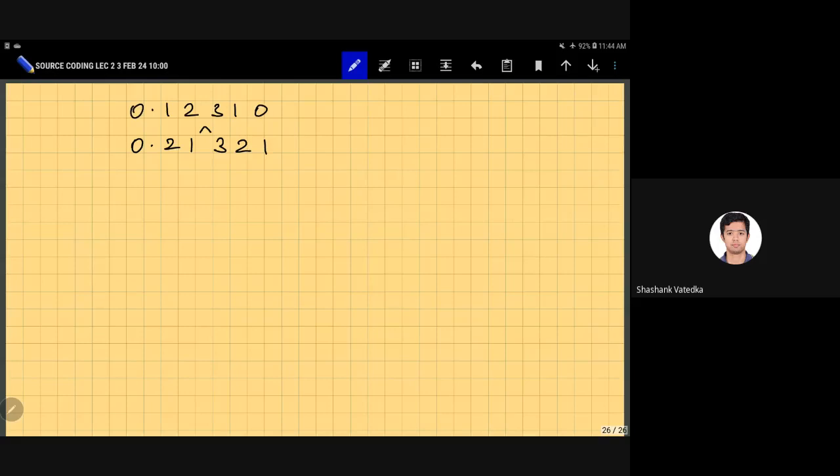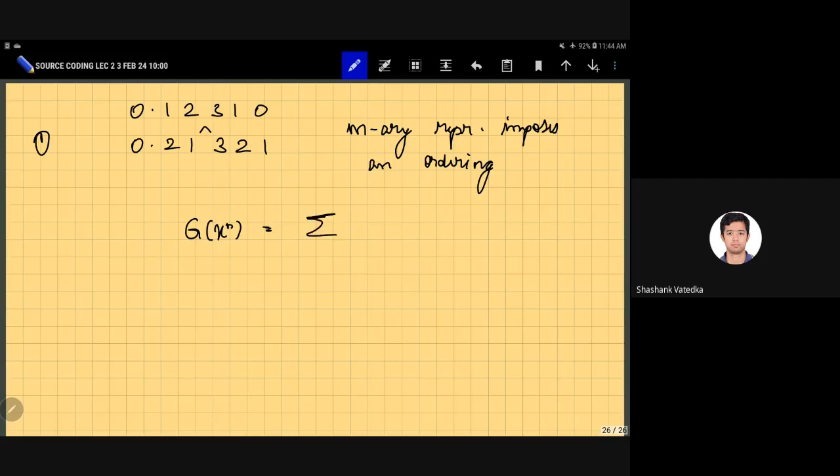So this representation imposes an ordering. All right, so it makes sense to talk about g of xn, which is the summation over all an less than xn of p of an. So this is well defined.